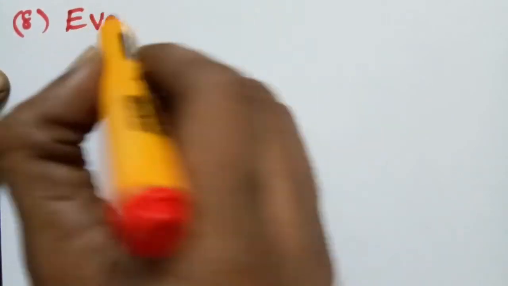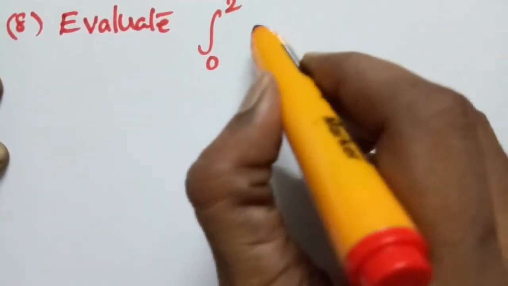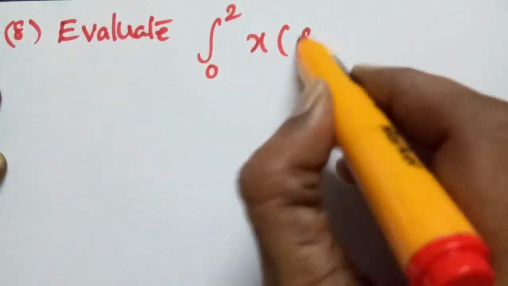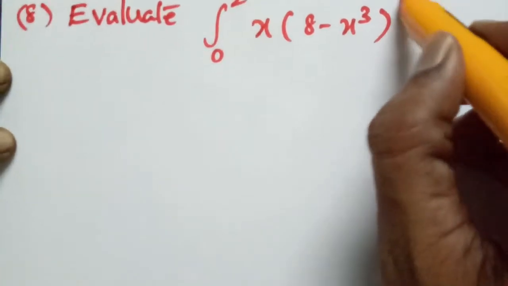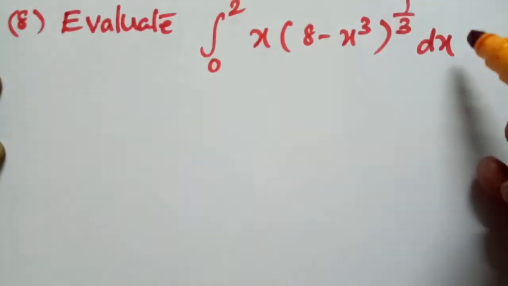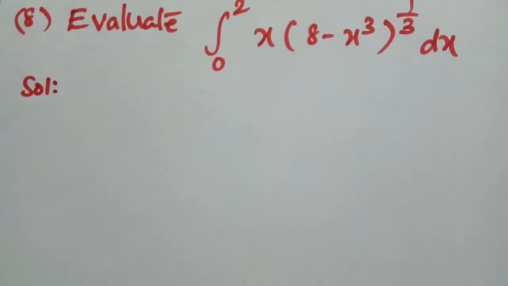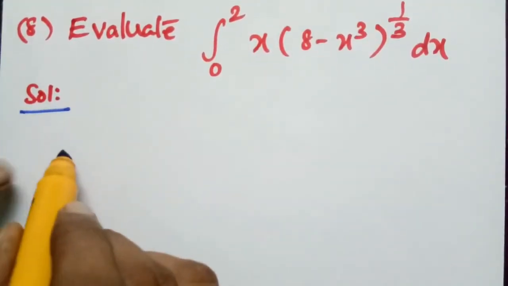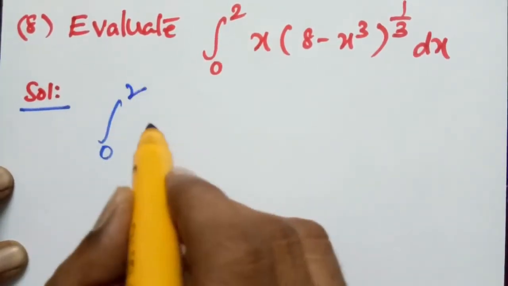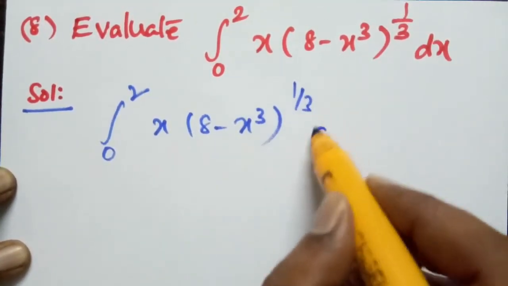Problem number 8. Evaluate integral 0 to 2 x into 8 minus x cube whole to the power of 1 by 3 into dx. Therefore, first write down the given integration, that is integral 0 to 2 x into 8 minus x cube whole to the power of 1 by 3 dx.